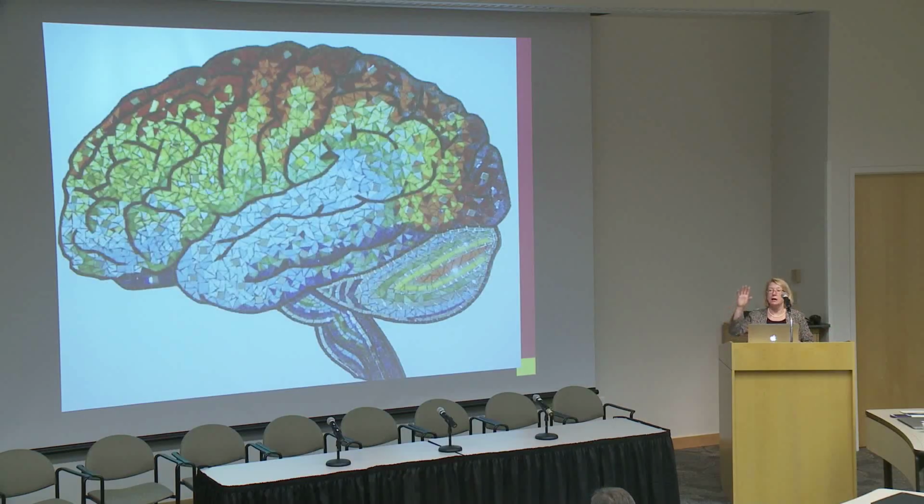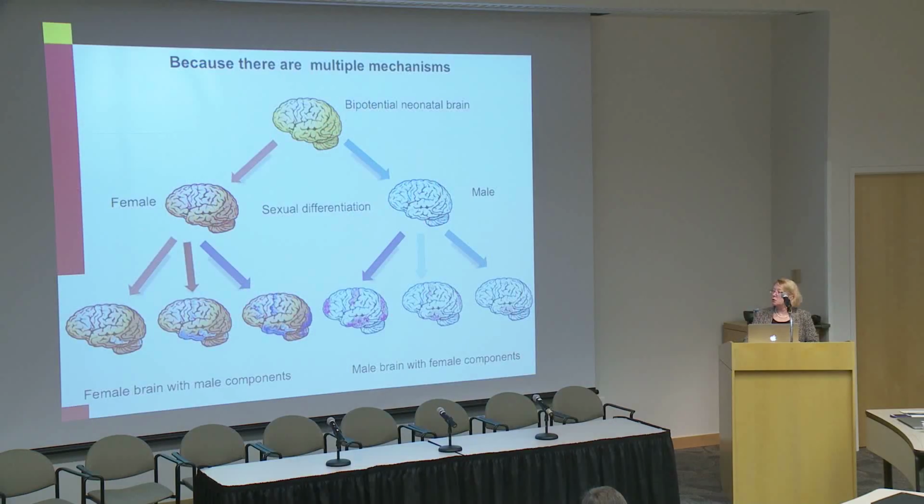Unlike your gonads, which are going to go all male or all female, your brain is really a heterogeneous organ, and so we're going to wind up with individuals along a variance of female brains with very little male components, or female brains with lots of male components, male brains with lots of female components, and vice versa. It's a great way to increase diversity, but it's also important about not being predictive of any individual's behavior.